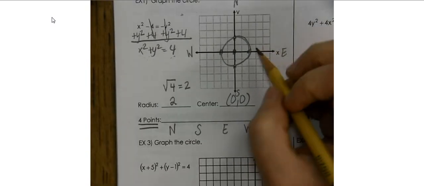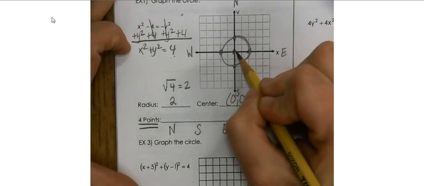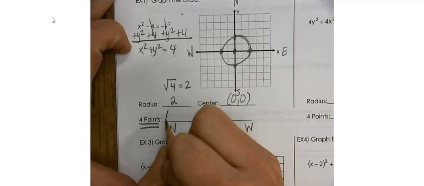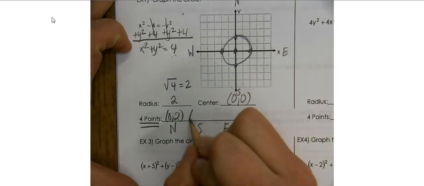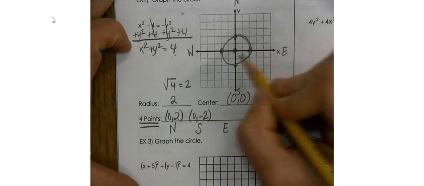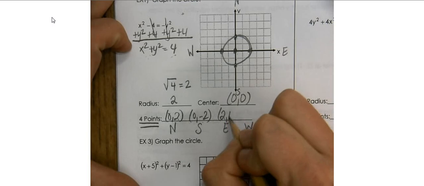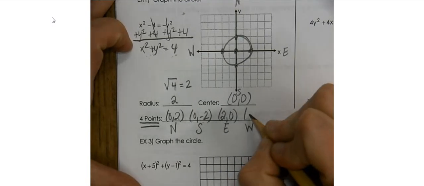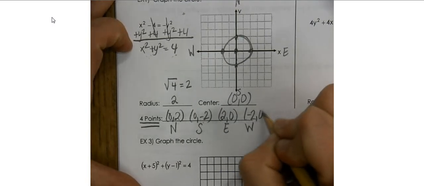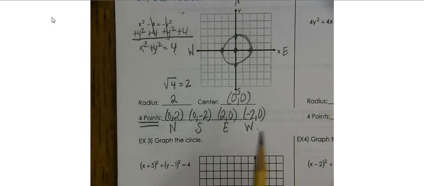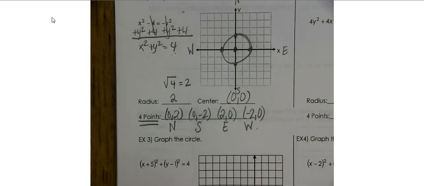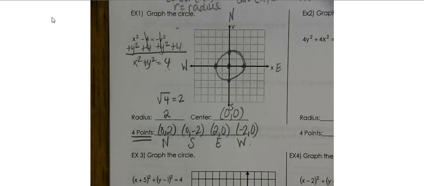My north point, right here, is located at (0, 2). My south point is located at (0, negative 2). My east point is located at (2, 0). And my west point is located at (negative 2, 0). Now, do you have to put NSEW? No, you do not. But I do expect to see correct ordered pairs identified. And that's how you graph a circle.